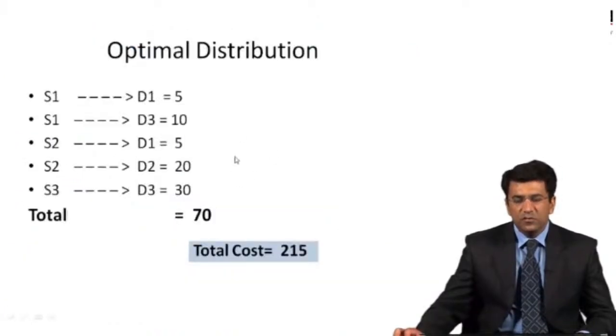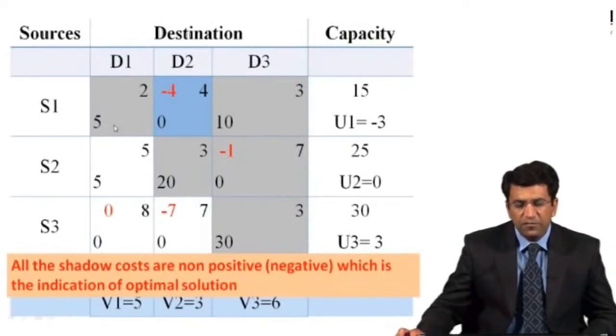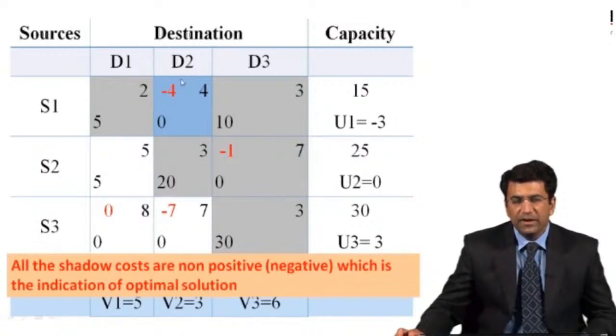So this is our optimal solution, that is, we'll have to supply 5 units of products from S1 to D1, and of course the total cost for this particular route will be 5 multiplied by 2. Again, we can supply 10 products from S1 to D3, and the cost for this route will be 10 multiplied by 3. We can supply 20 products from source S2 to destination D2, and the cost for this route will be 20 multiplied by 3.